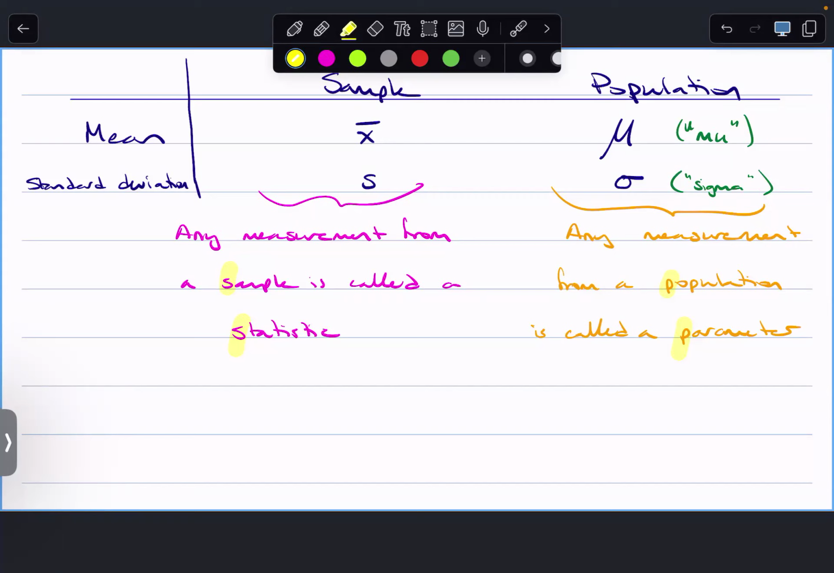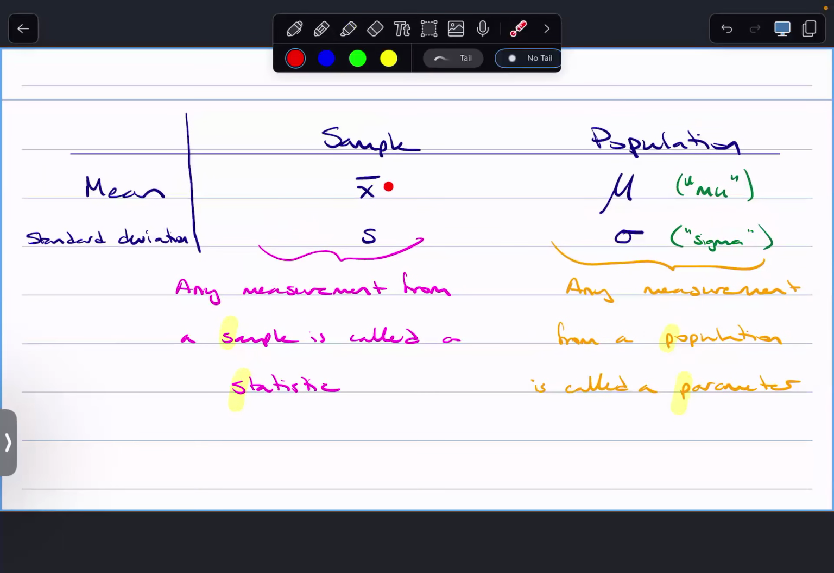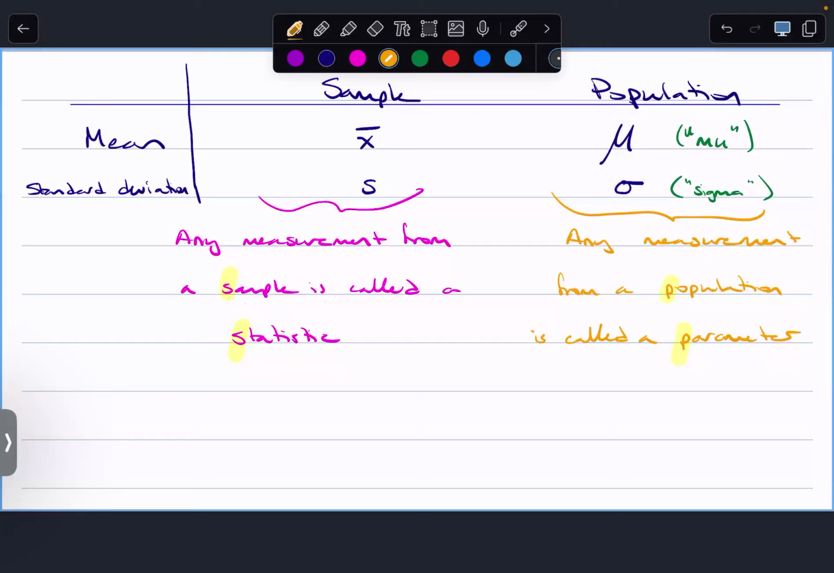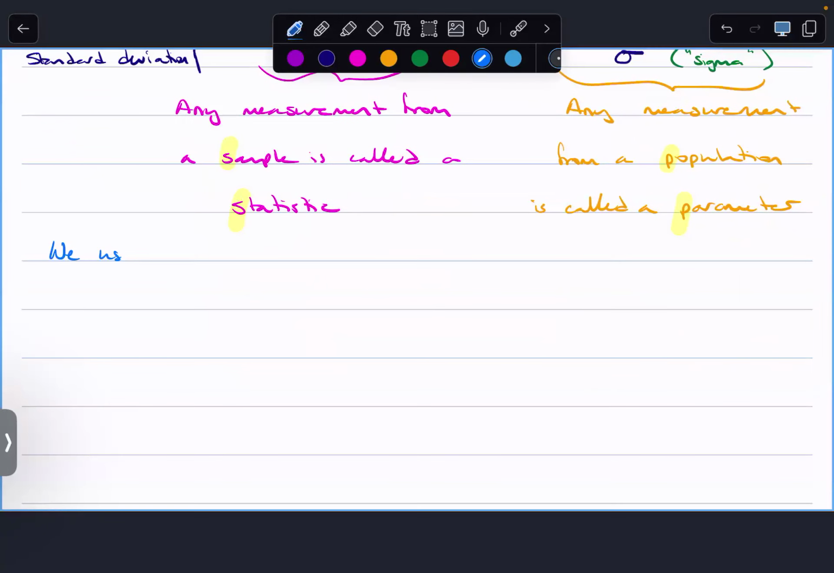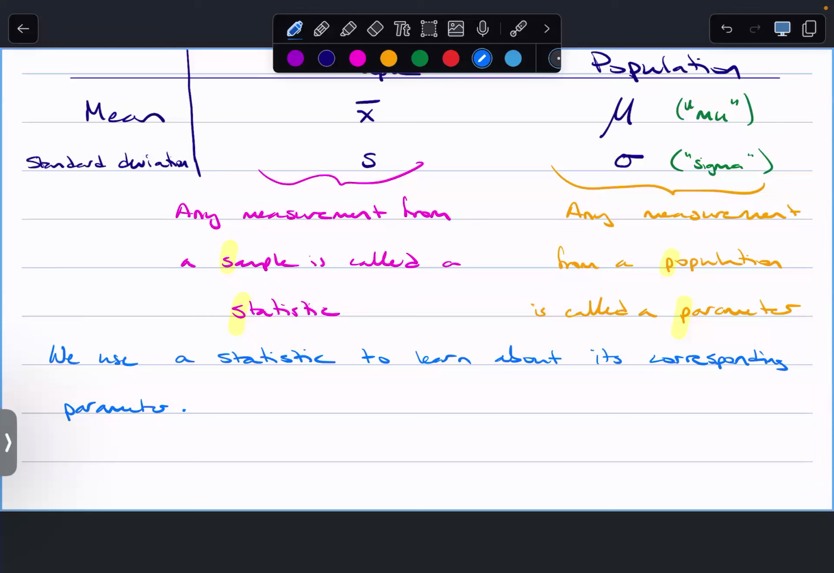So one of the main things that we'll be doing is using a statistic to learn about a parameter, or its corresponding parameter. We use the sample mean to learn about the population mean, which is really what we're interested in. And so we use a statistic to learn about its corresponding parameter. We'll call it a point estimate. So the sample mean is our best guess at what the population mean looks like.